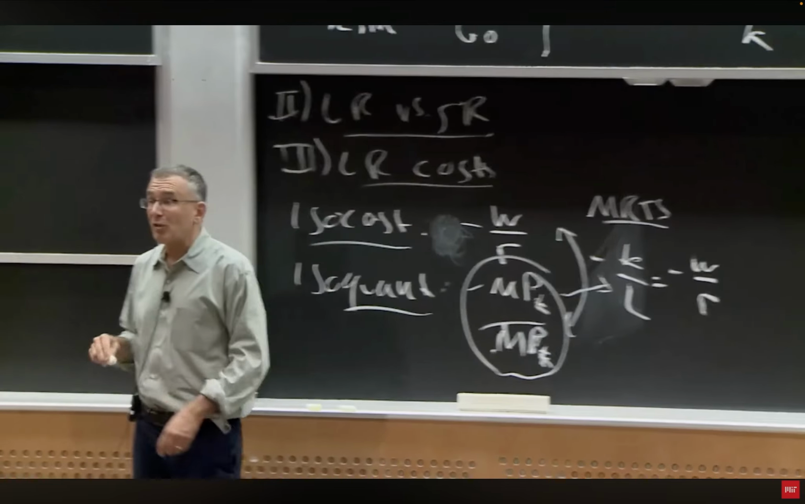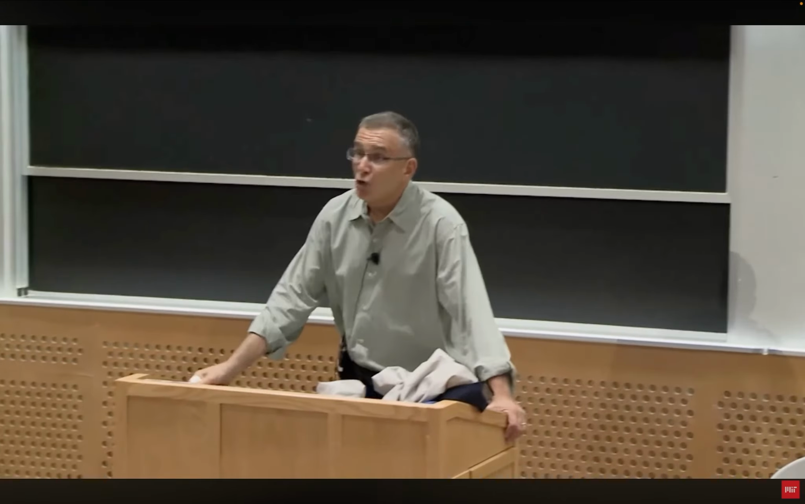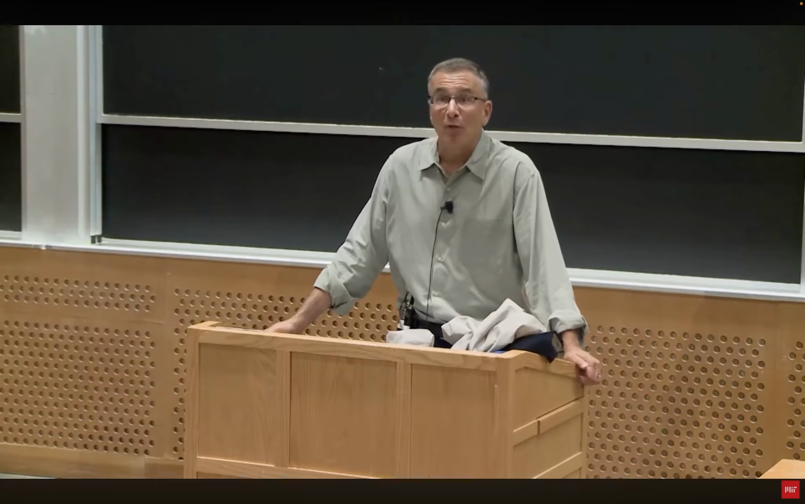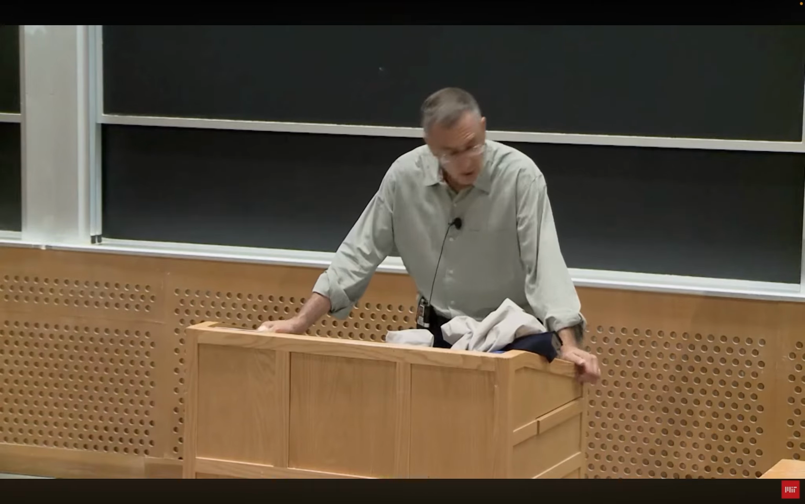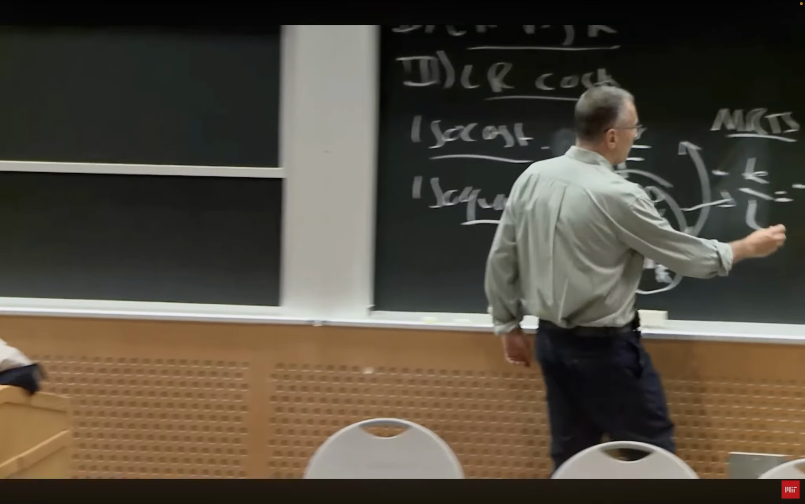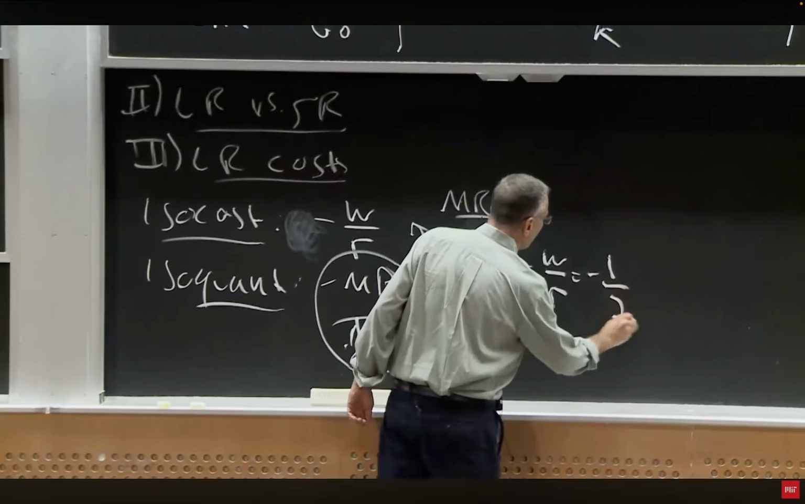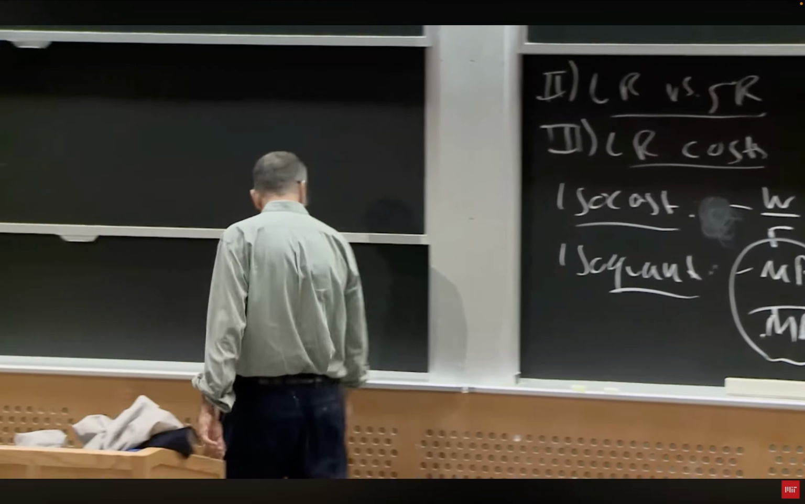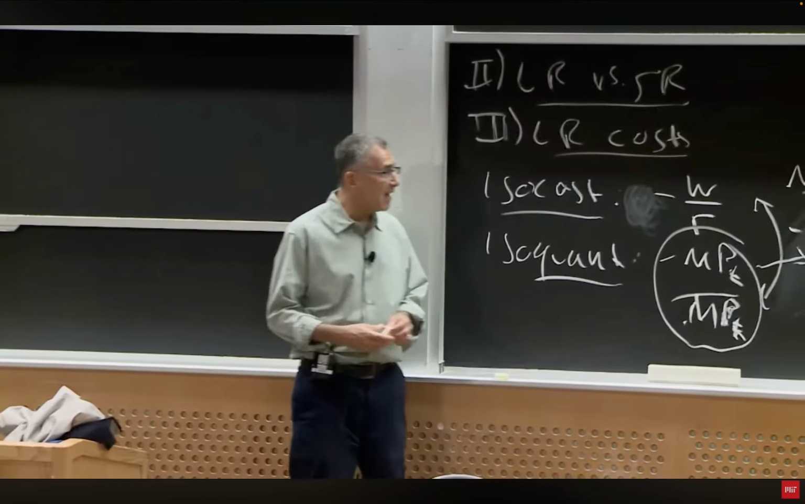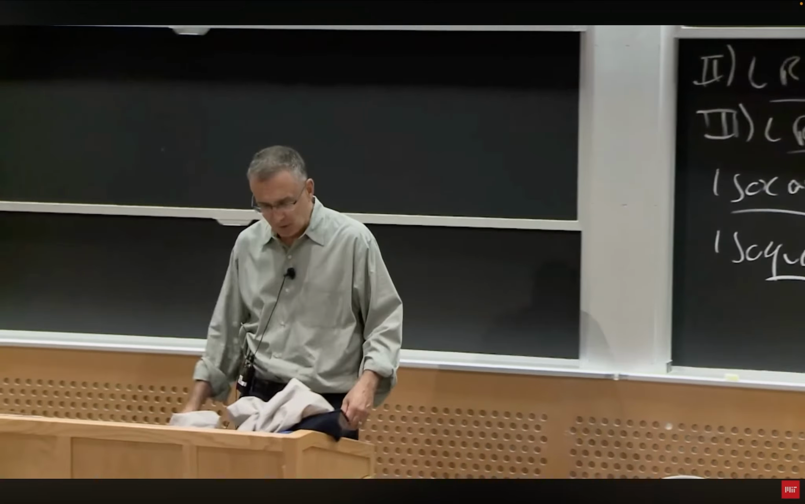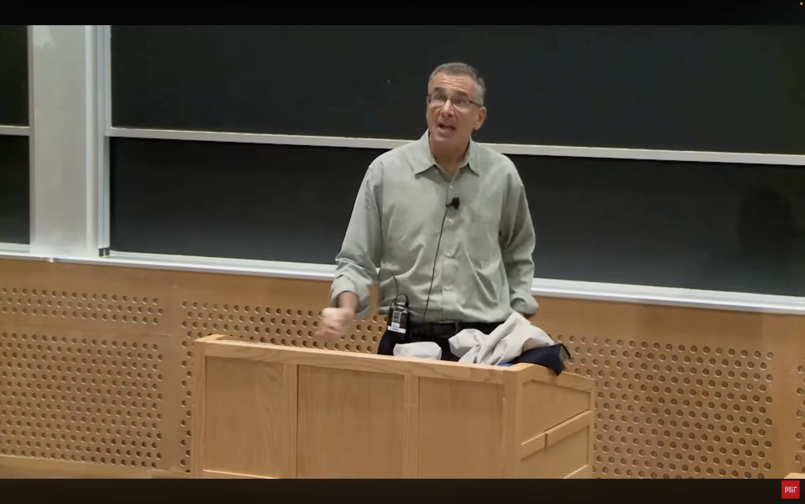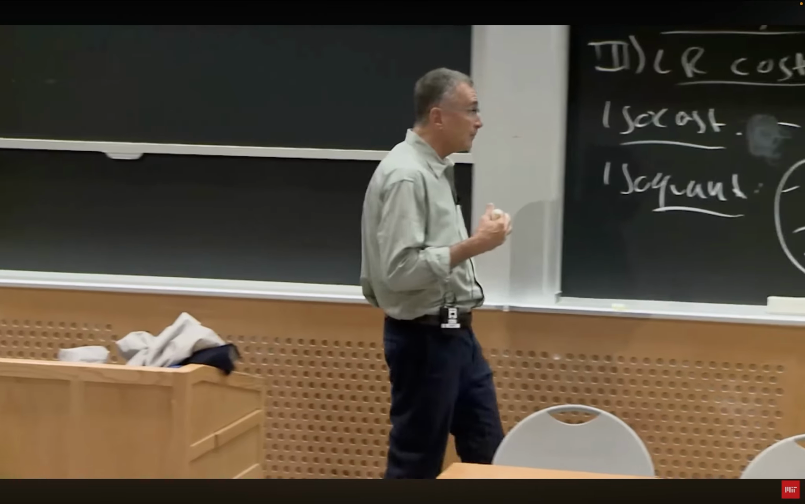Minus W over R is the price ratio. The marginal rate of technical substitution is the slope of the isoquant. Minus W over R is the slope of the price ratio. Here, in our example, we know that equals minus a half. So in this example, you want to set K over L equal to a half. You want half as much capital as labor. Why is that? Well, same intuition as with consumers.